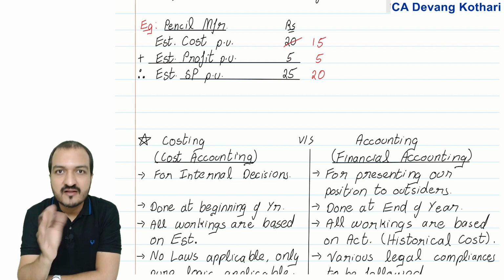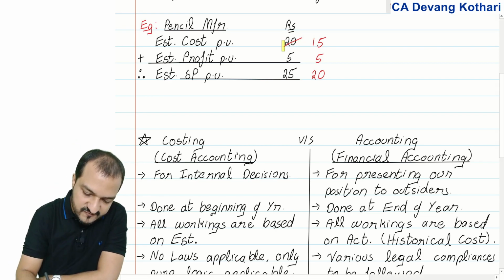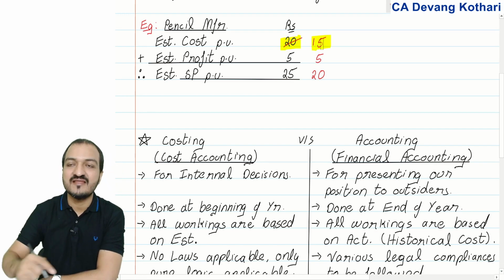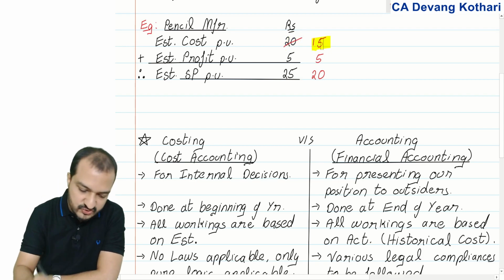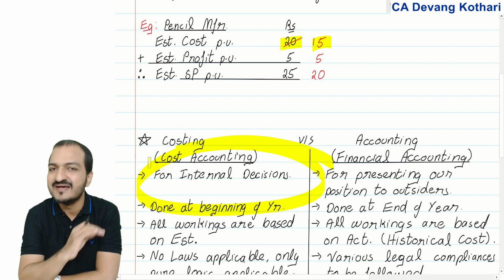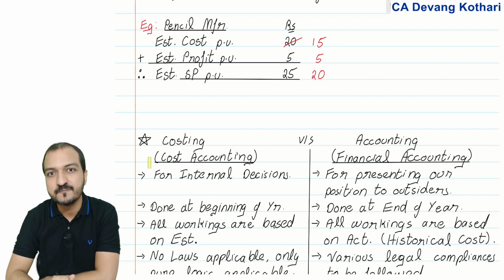It does not matter to the government that you have shown less cost. But when Byju's shows less cost in their books of accounts, it matters to the government. But if Byju's shows less cost in their internal decisions, internal calculations, it doesn't matter to anyone. It will be problematic for Byju's themselves.